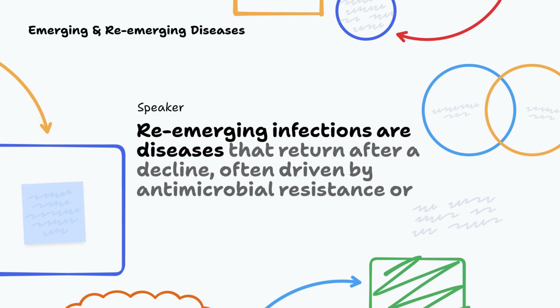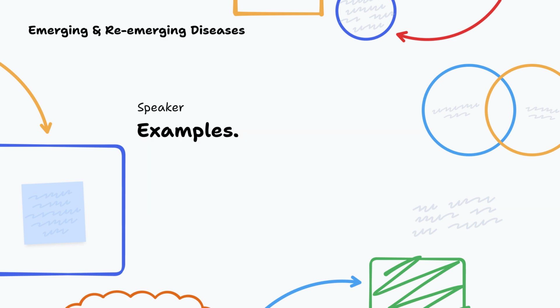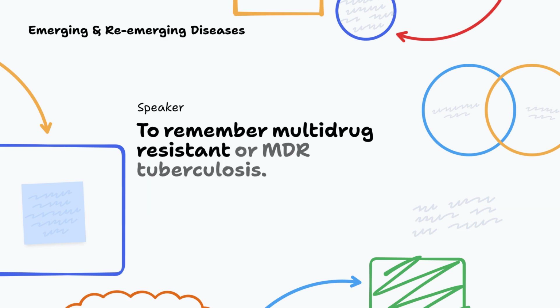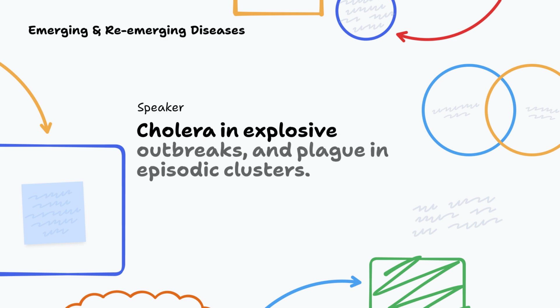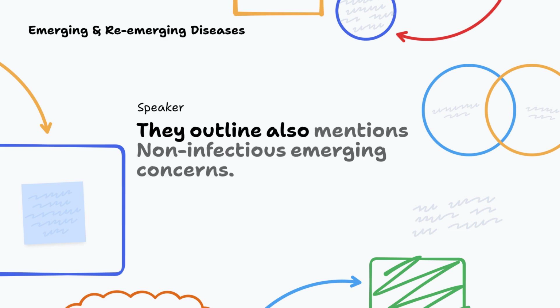Re-emerging infections are diseases that return after a decline, often driven by antimicrobial resistance or weakened health systems. Examples to remember: multi-drug resistant or MDR tuberculosis, resurgent malaria in certain eras and areas, cholera in explosive outbreaks, and plague in episodic clusters. The outline also mentions non-infectious emerging concerns.